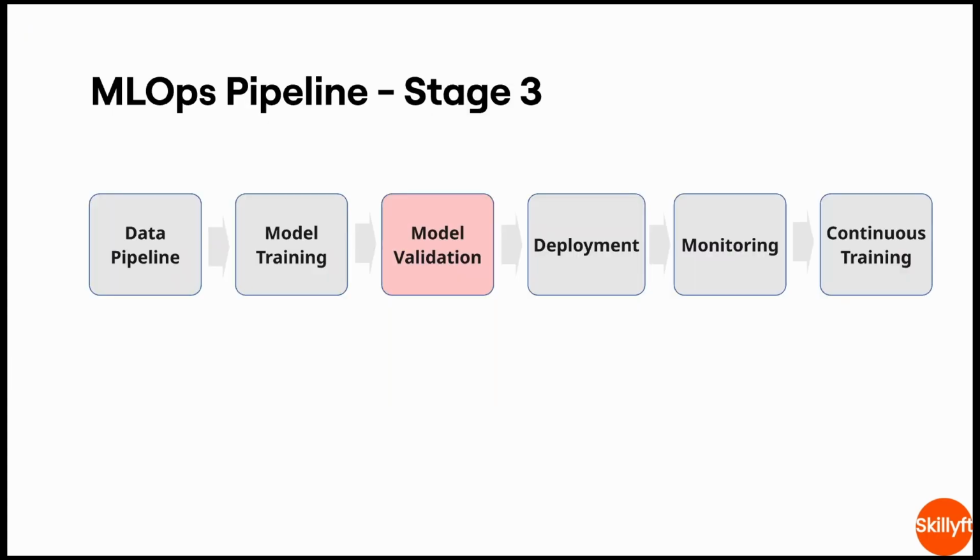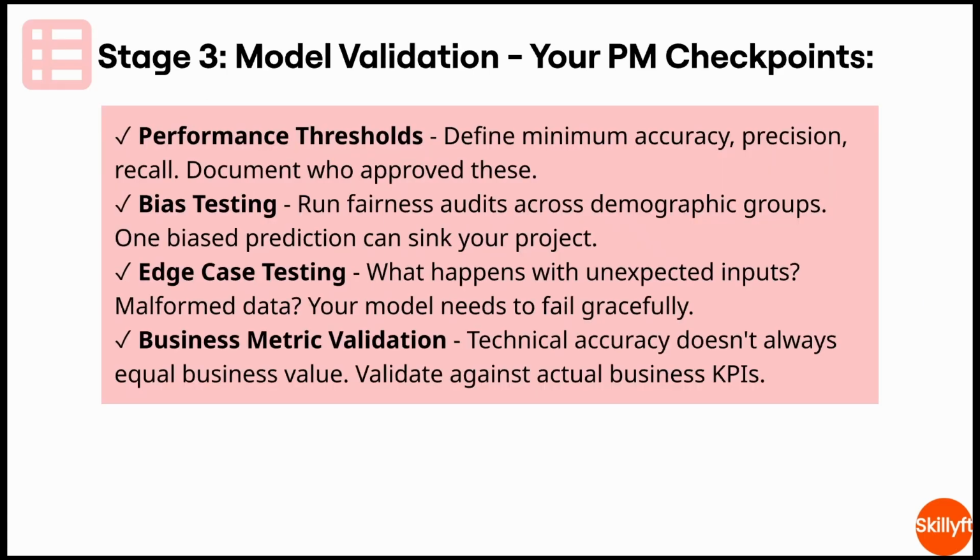Stage 3, model validation. Before any model touches production, it must pass rigorous testing, not just accuracy, but fairness, robustness, and business alignment. The PM checkpoints in this stage are performance thresholds. Define the minimum accuracy, precision, and recall you need to achieve during your model training. Document who approved this. Next, you need to do testing for bias. Bias testing is also a very important checkpoint. Run fairness audits across demographic groups. One biased prediction can sink your project and bring a bad name to your organization.